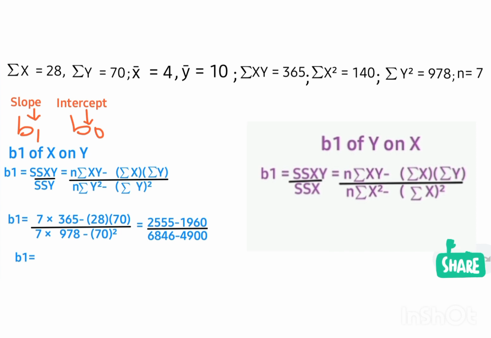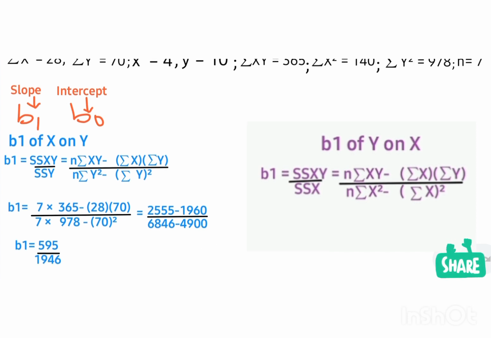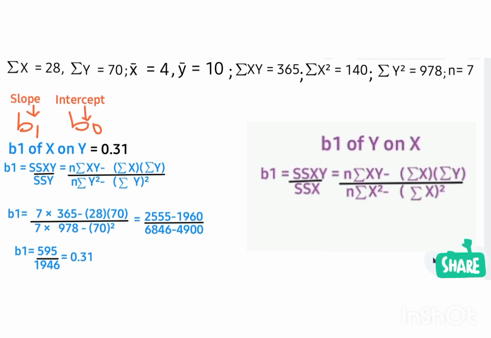b1 will be 2555 minus 1960, and of course that gives 595, and we record that now. And 6846 minus 4900 gives us 1946, and we record that. b1 equals 595 divided by 1946, 0.31. So we succeeded in getting the slope of x on y, which gave 0.31. We did record that here.